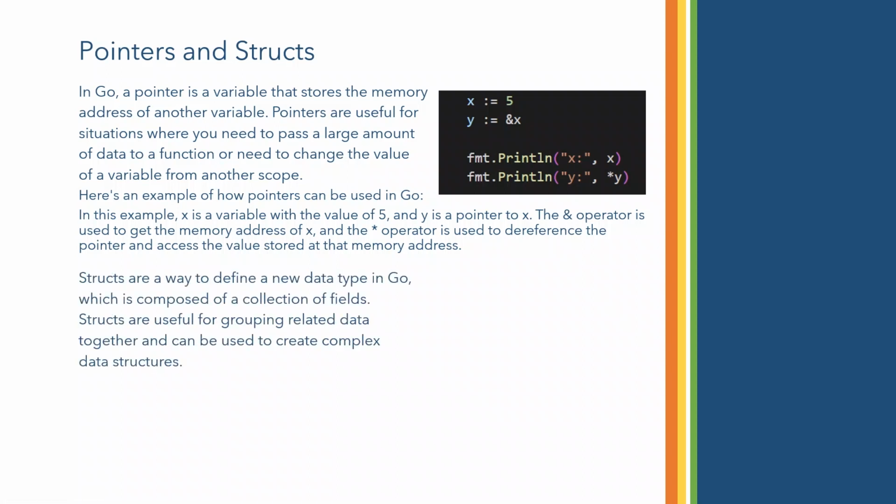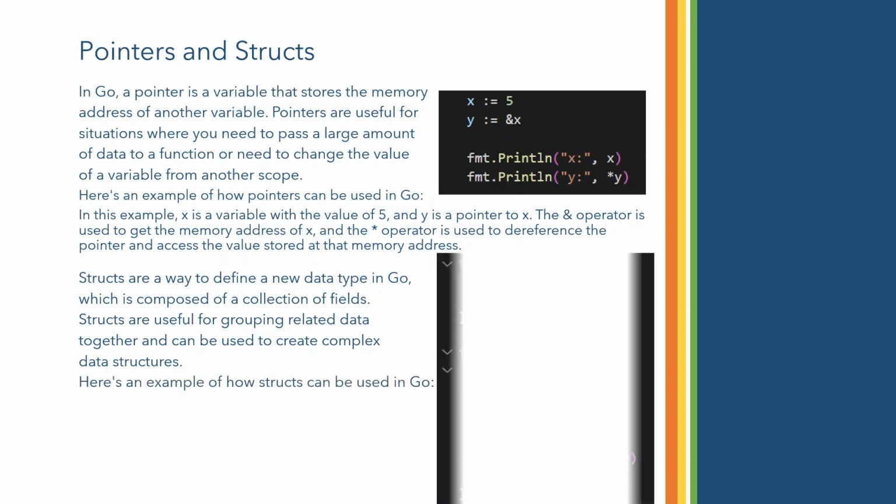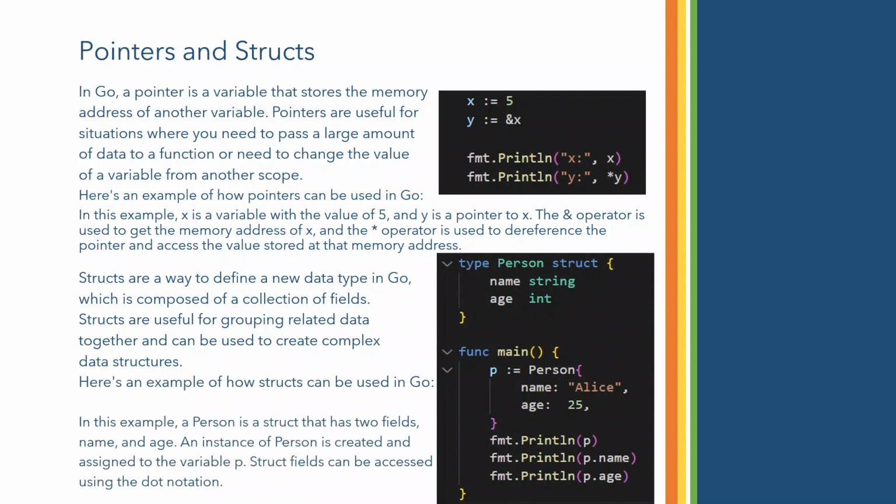Structs are a way to define a new data type in Go, which is composed of a collection of fields. Structs are useful for grouping related data together and can be used to create complex data structures. Here is an example of how we can create a struct.